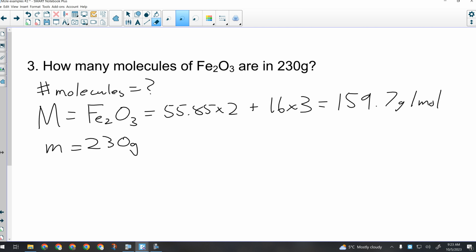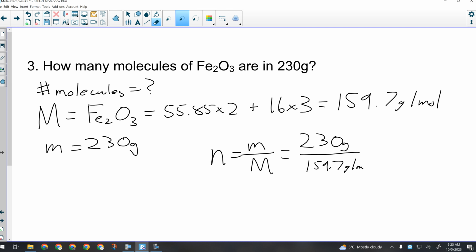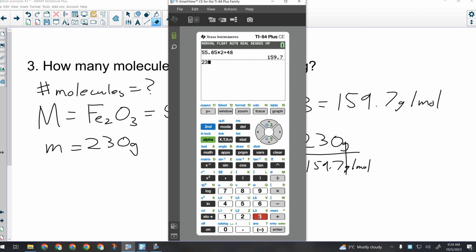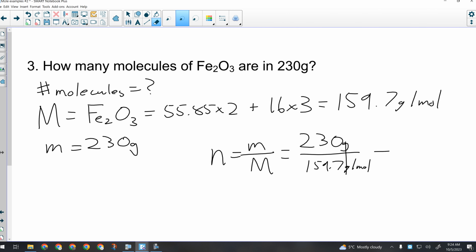Okay, I have big M and little m. What can I calculate if I have those two things? And yeah, number of moles. Okay, that should be my next step then. So N is going to equal little m over big M, which is going to be 230 grams divided by 159.7 grams per mole. Okay, grams will cancel, I'll be left with moles. Okay, so we're looking at 1.44 moles.